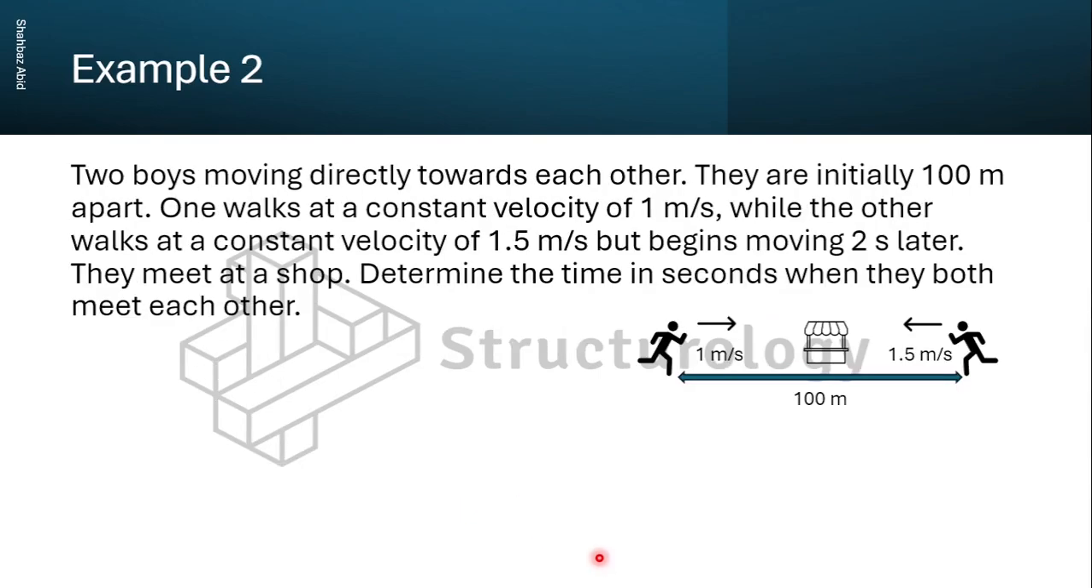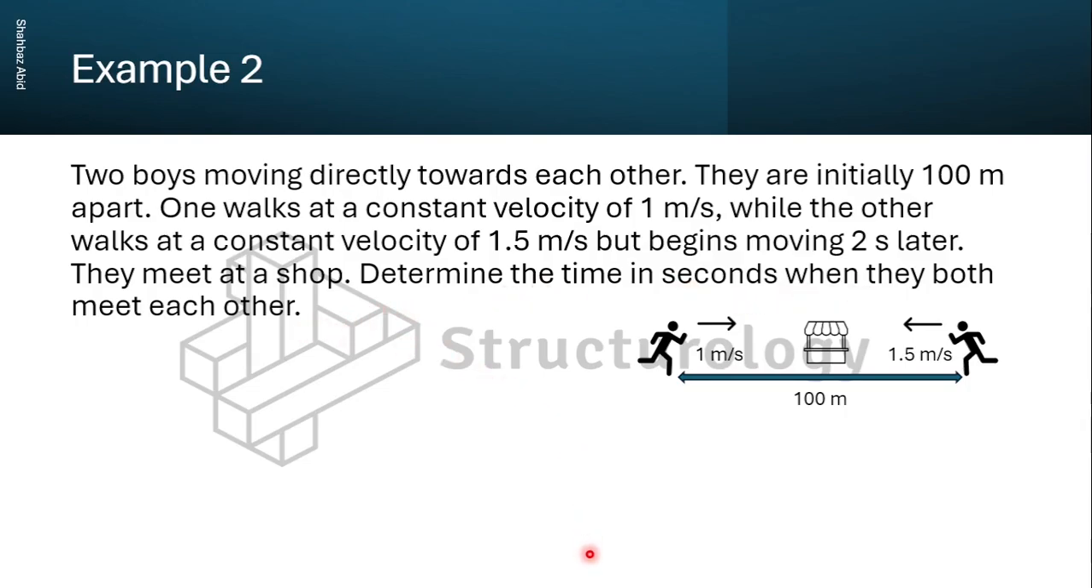Let us see example 2. Two boys are moving directly towards each other. They are initially 100 meters apart. One walks at a constant velocity of 1 meter per second, while the other walks at a constant velocity of 1.5 meters per second, but begins moving 2 seconds later. They meet at a shop. Determine the time in seconds when they both meet each other.